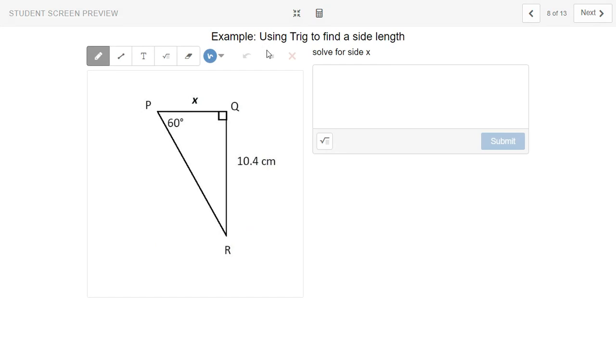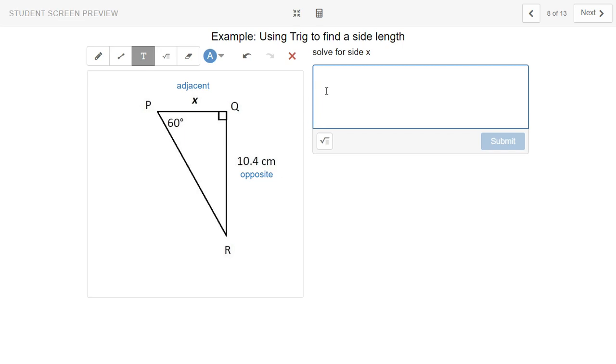Let's do one more example here. Use trig to find the side length. So first of all, we need to identify the sides that are involved. We have 60 here as our working angle, and across from it, we have our opposite. In between the 90 degrees and the working angle, we have the adjacent.